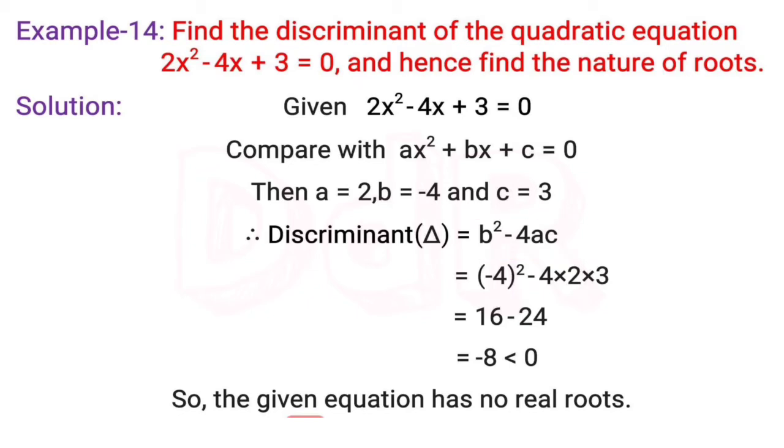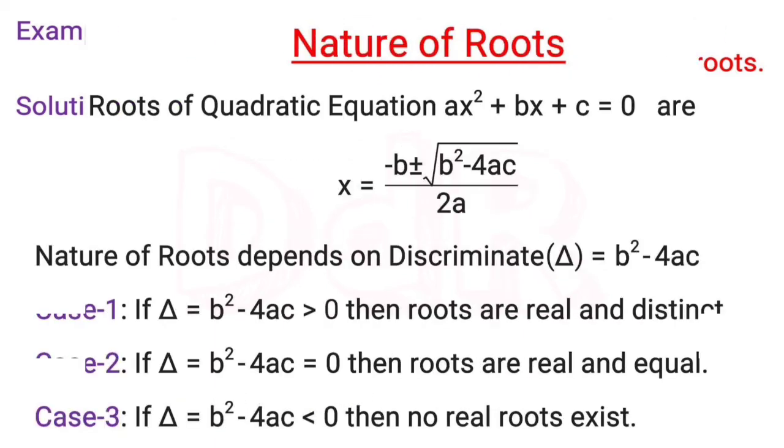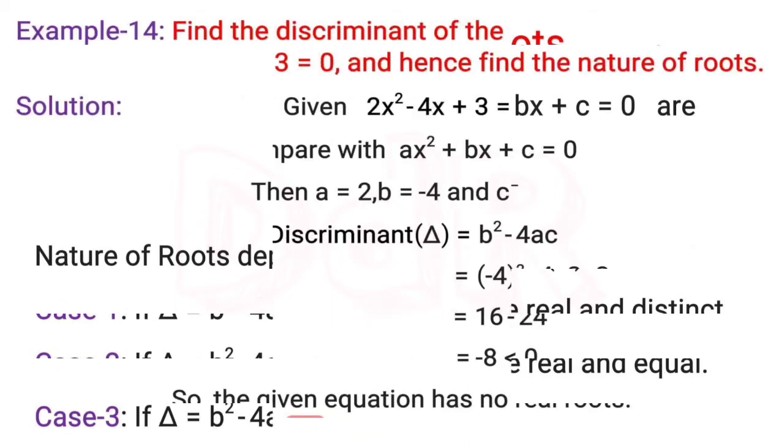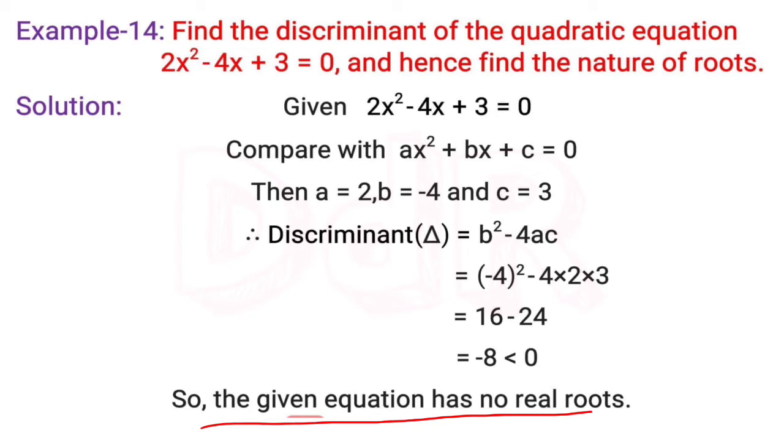So b² is (-4)², minus 4ac, 4 into 2 into 3. (-4)² means -4 into -4, which equals plus 16. Then 4 into 2 into 3 is 24. Now 16 minus 24 is -8. So the discriminant value is -8, and that too a negative number. So definitely it is less than 0. If it is less than 0, then no real roots exist. That is why the given equation has no real roots.